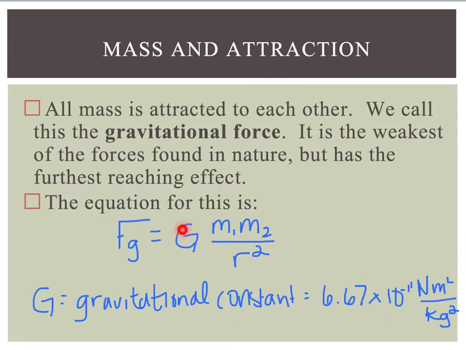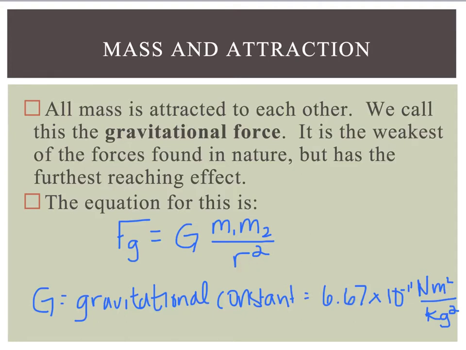We have this big G here, and this is the gravitational constant. It's just a number we multiply by things to adjust the force so that it's what we measure it to be. And that number is 6.67 times 10 to the negative 11 newton meters squared per kilogram squared. The way the equation works is we have the two objects, their masses, that we're trying to see what the attraction is between them. And the attraction, the force of gravity, depends on the distance between them squared.